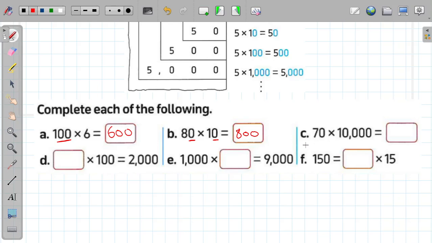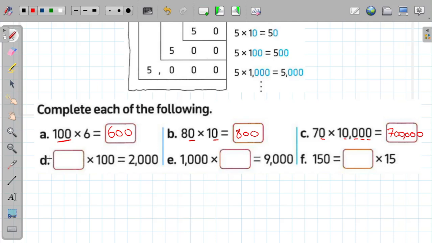Okay, here I have 70 times 10,000. So I will multiply 7 by 1, it will be 7. And I have here 1, 2, 3, 4, 5 zeros. So the result will be 700,000.